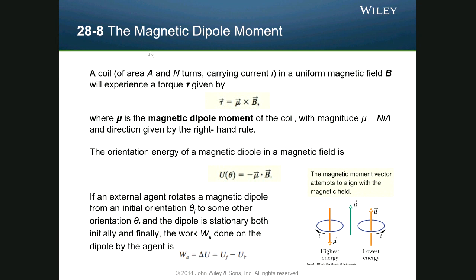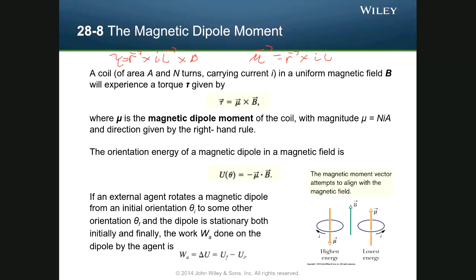Remember, we had R cross IL cross B. This is torque, so we can infer here that mu, and you'll notice that it's a vector here, right? It's going to be equal to R. No, this should be an equal sign. I don't want to confuse everybody. It should be equal to R cross IL.